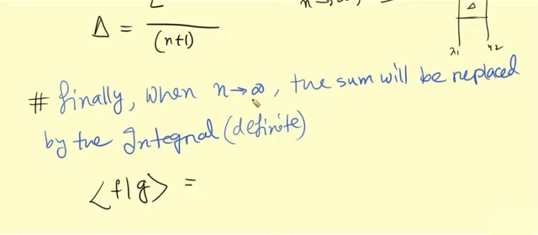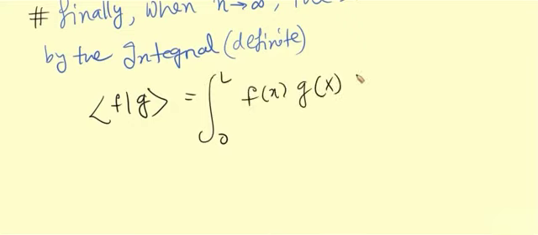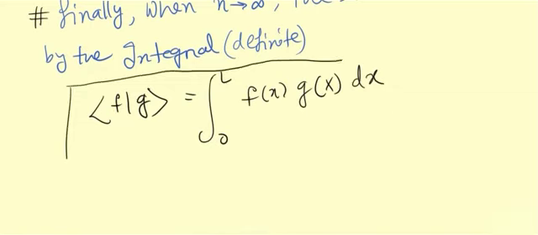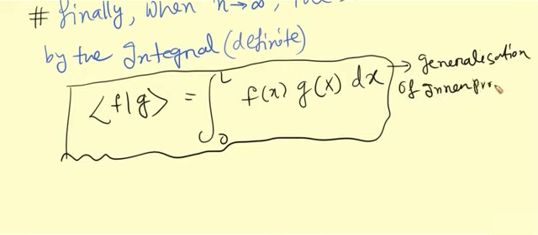And finally, if you replace this delta with dx and this sum with an integral, this will look like the integral from 0 to L of f(x) g(x) dx. Also recall that f and g are real valued functions. So this is our generalization of the inner product in infinite dimension for real valued functions.